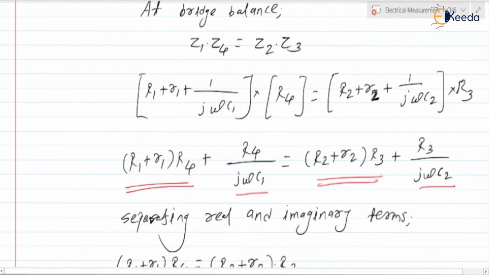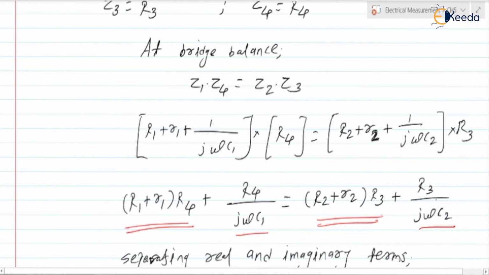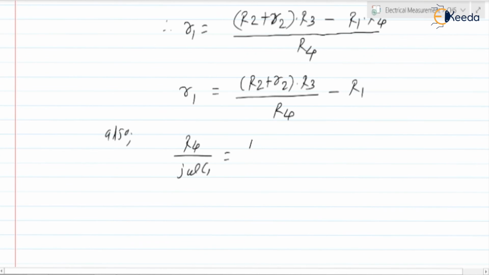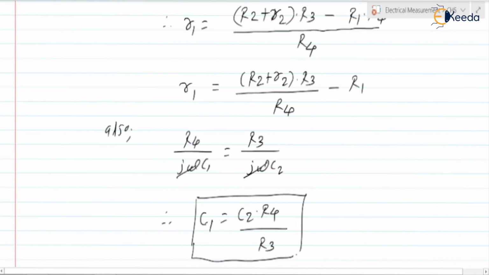Next, equating the imaginary terms, we can write R4 upon j omega C1 is equal to R3 upon j omega C2. So j omega will get cancelled out. From this we can write C1 is equal to C2 into R4 divided by R3. This is the expression for the unknown capacitance.